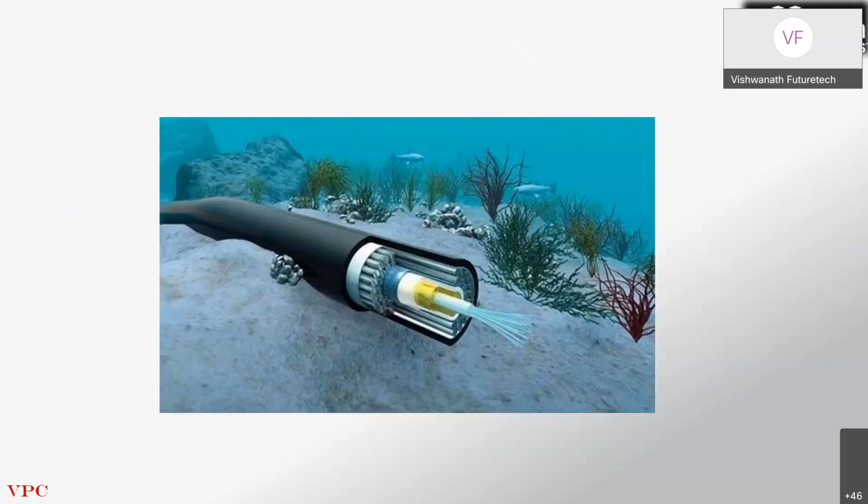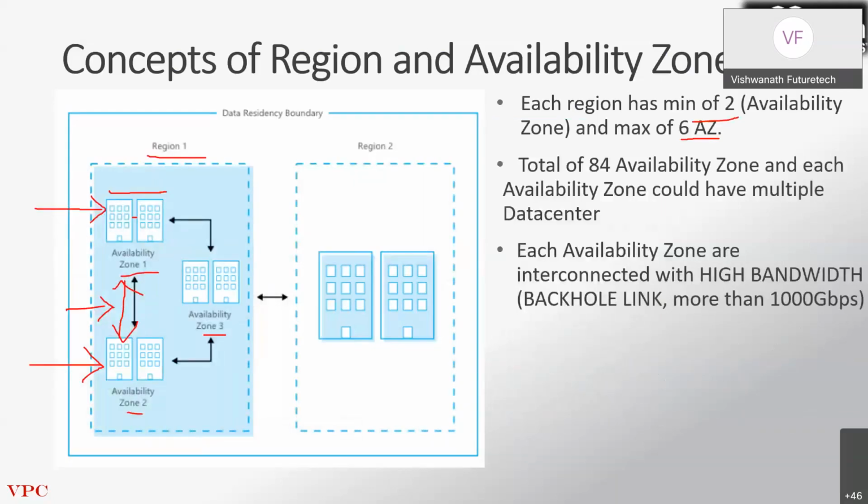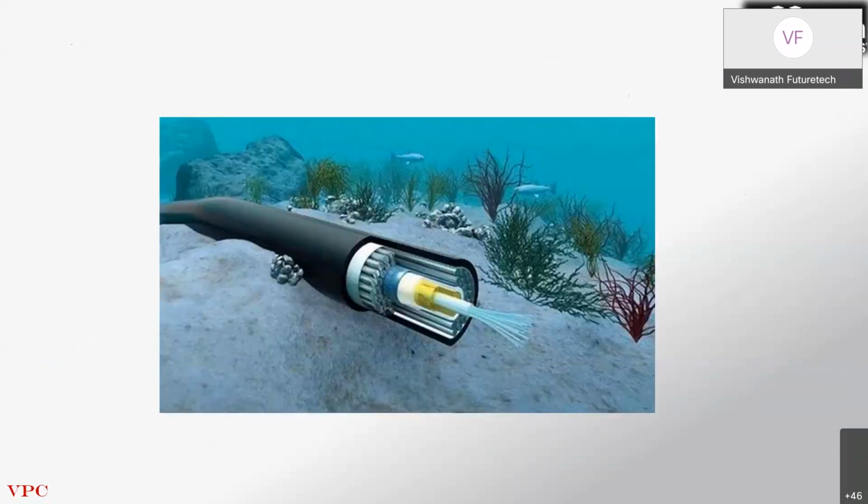So between regions, even if you see AWS, between regions which are over the seas, how are they connected? That can be connected only through undersea cables, and laying those cables is not easy. Okay. It is tough.